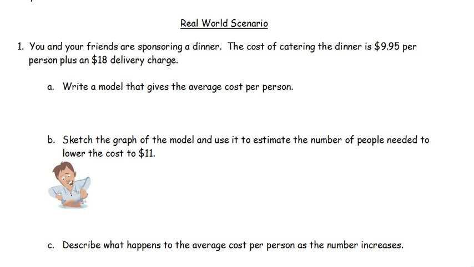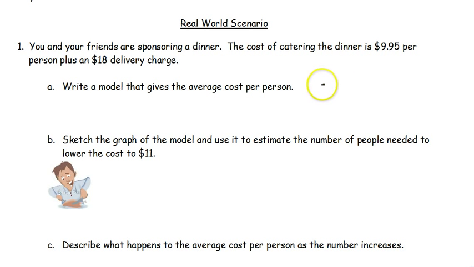So we think about it. If one person is going, they have to pay $9.95 for themselves, plus they're the only ones responsible for that $18 delivery charge. If we have two people, we've got $9.95 per person, but then those two people split the $18 delivery charge. And if we have three people, we've got $9.95 per person for the plates, and then those three people are splitting that $18 delivery charge.